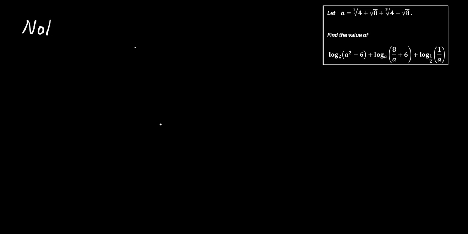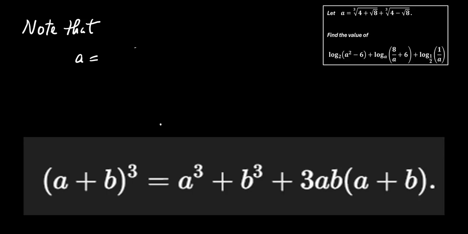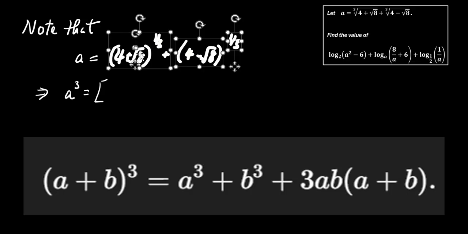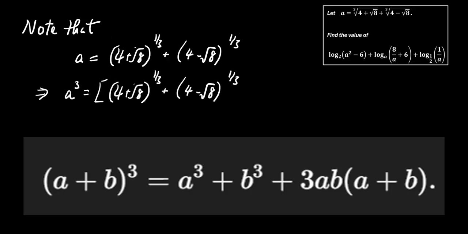To simplify a, we cube both sides using the identity (x plus y) cubed equals x cubed plus y cubed plus 3xy times (x plus y). Applying that to our expression, a cubed equals 4 plus square root 8 plus 4 minus square root 8, plus 3 times the cube root of 4 plus square root 8 times the cube root of 4 minus square root 8 times a.